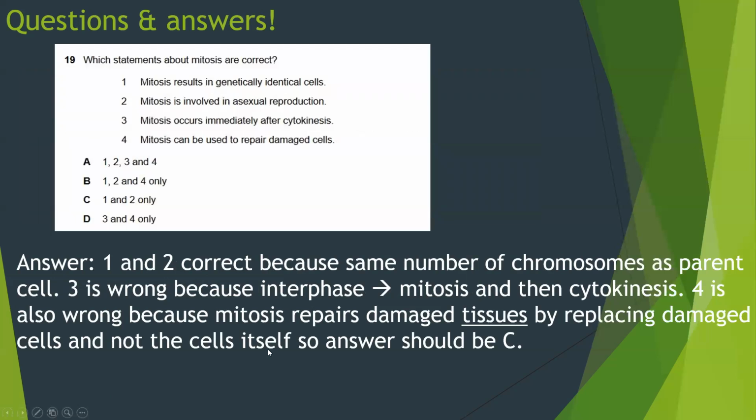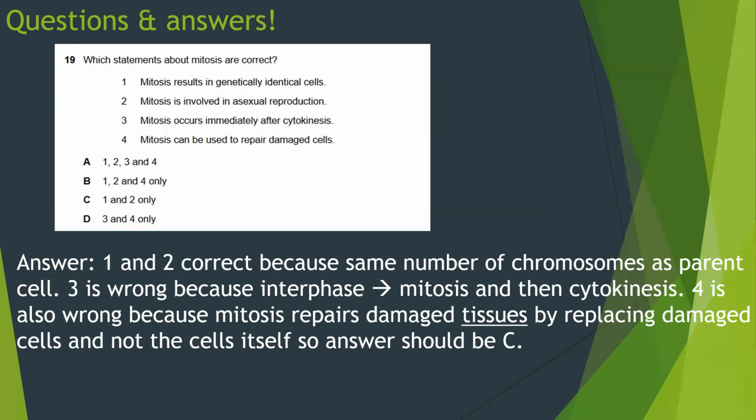And I think this is the last question that we'll cover today. Which statements about mitosis are correct? 1, mitosis results in genetically identical cells. 2, mitosis is involved in asexual reproduction. 3, mitosis occurs immediately after cytokinesis. 4, mitosis can be used to repair damaged cells. Again, I'll give you 5 seconds to read it and think about it, and then I'll cover it.